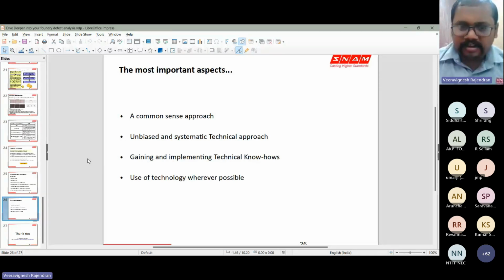Use of technology wherever possible. It is not just to eliminate people. It is to enhance and support people. This technology will help you aid taking the right decisions or the quicker decisions, the prompt decisions.